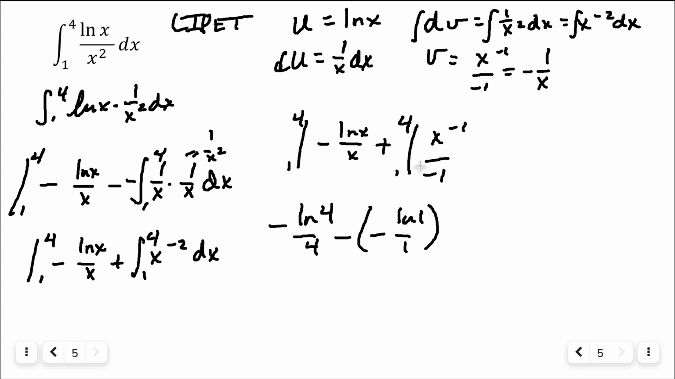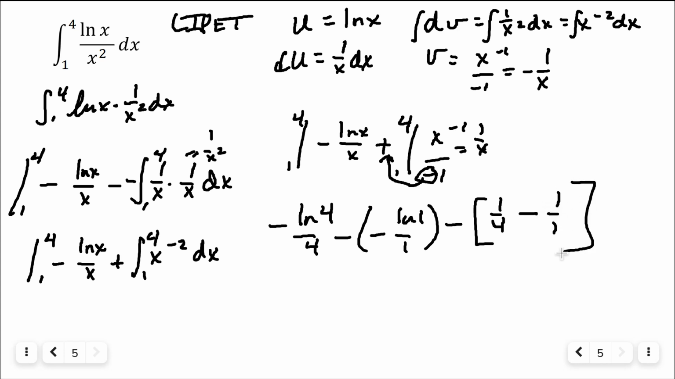And then this negative here I'm going to put out here. So this is minus. And then I'm going to evaluate again. So the negative already went outside. The negative got put out here where this positive sign was. So now it's a subtraction. I'm going to plug in 4. I'm also going to make this 1 over x. So this is going to be 1 over 4 minus 1 over 1.